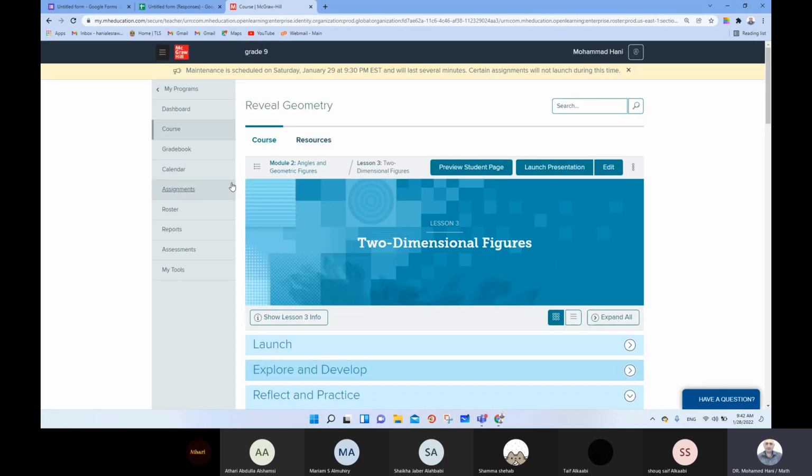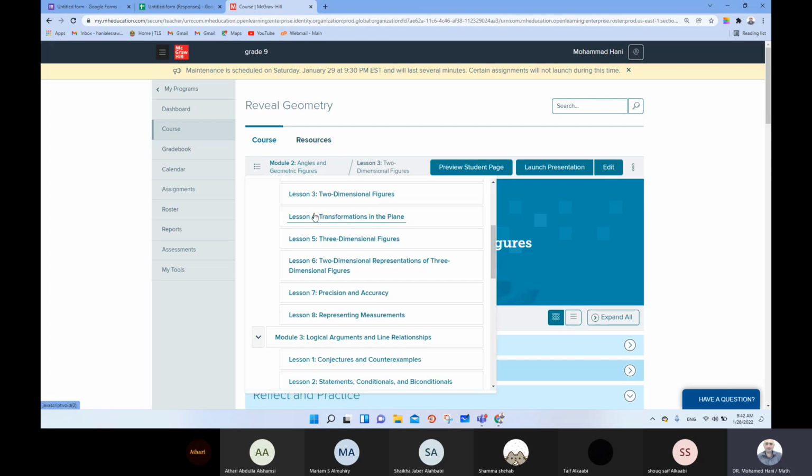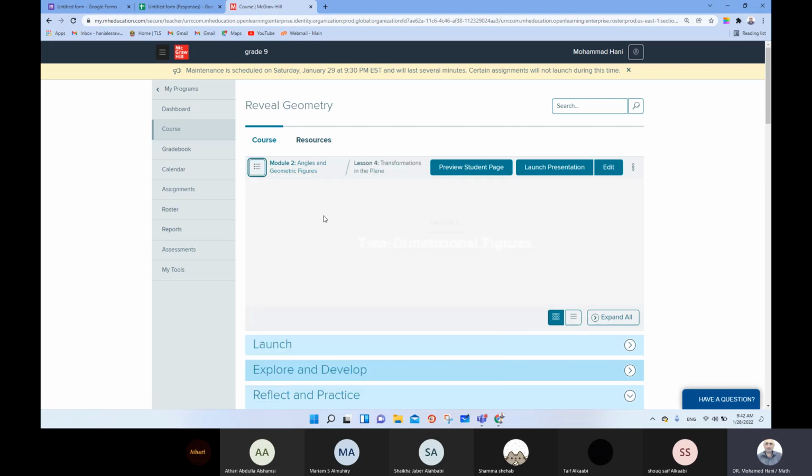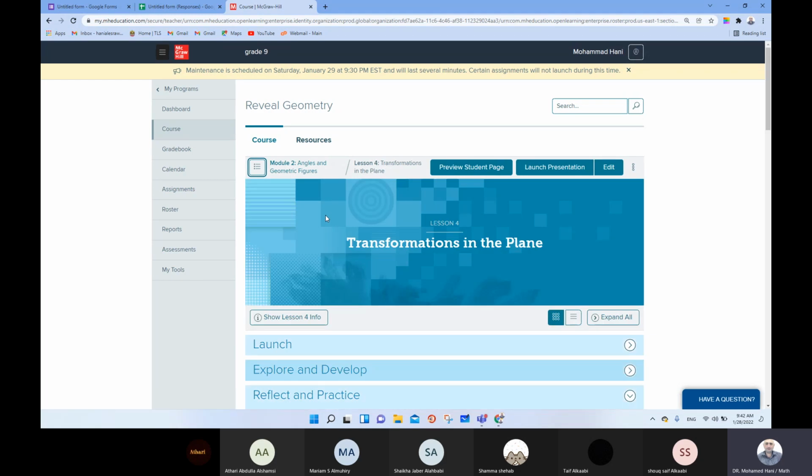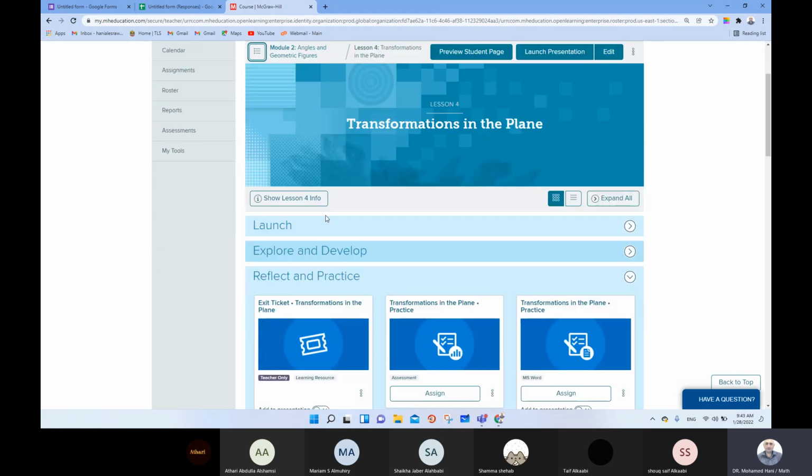This is the first idea. The second idea, transformations in the plane.